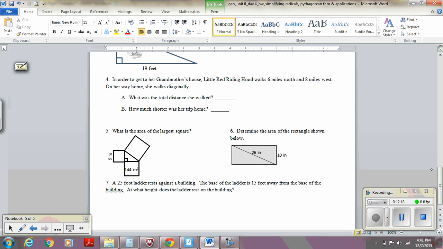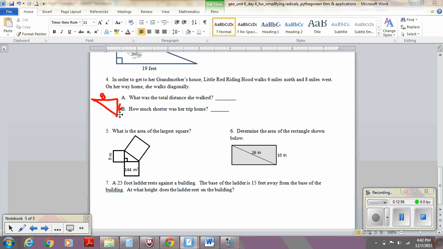Number 4. In order to get to grandmother's house, Little Red Riding Hood walks 6 miles north and 8 miles west. So let's draw this picture. She goes north and then west. So 6 up, 8 to the left. Okay. On her way home, she walks diagonally. What was the total distance she walked? How much shorter was her trip home?